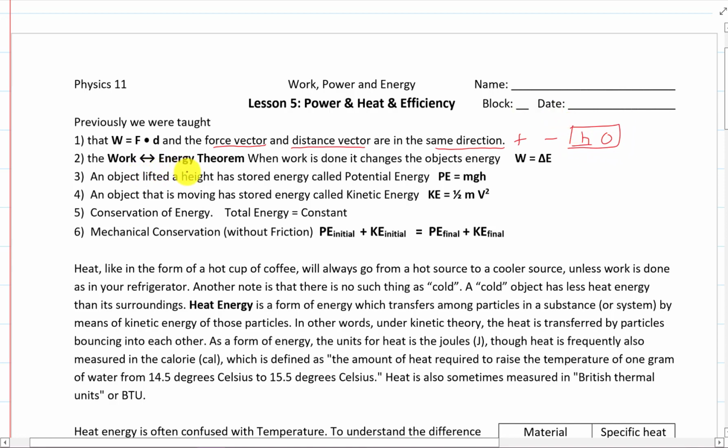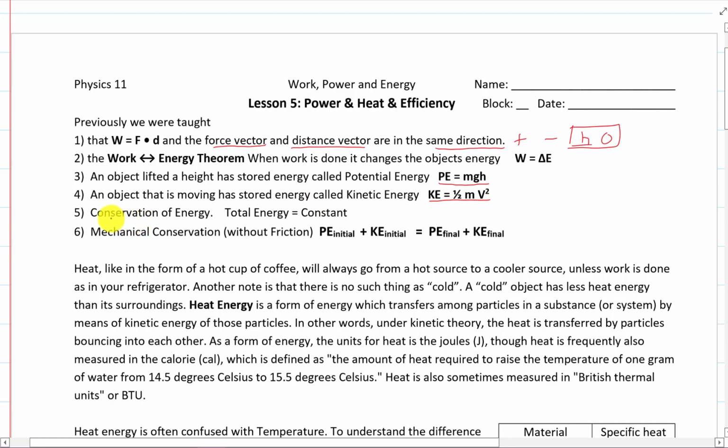The work energy theorem means that whenever there is energy, you have the ability to do work, and whenever there was work done, it changed the energy. So it just goes back and forth. An object lifted a height has what's called gravitational potential energy. We write it down as mgh. Energy stored in something that's moving is called kinetic energy, and that's 1/2 mv squared.